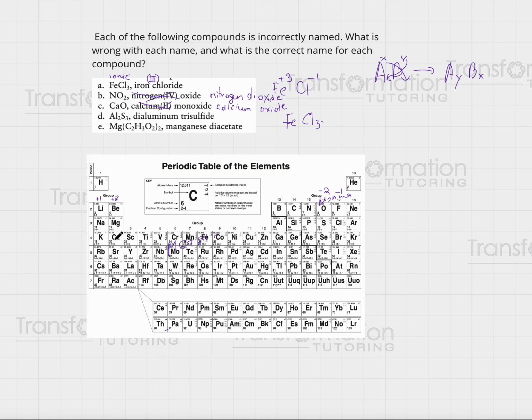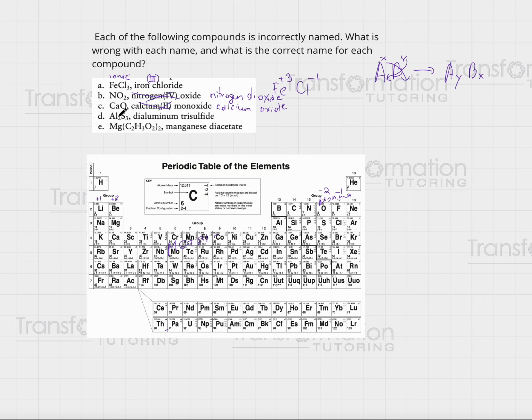Do I need the Roman numeral? No, calcium is not a transition metal. That's all we do. This is calcium oxide. Let me go ahead and erase this so I have more space. So this was completely wrong. Our name for this should be calcium oxide.